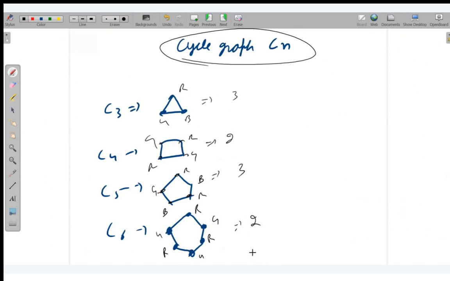So now we have got the formula. For Cn, if n is odd, 3. If n is even, 2.